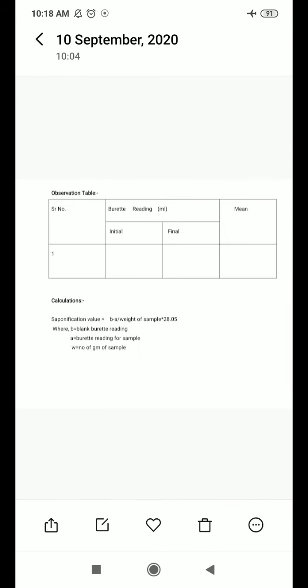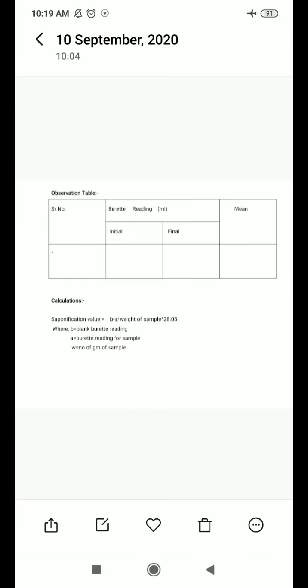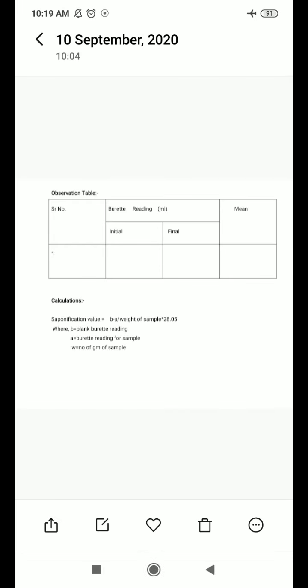Okay, then what is the observation table? In the observation table, first is the serial number, then burette reading in ml, initial for your blank reading, then the final for the sample, then A minus B, whatever is given in your formula for how to calculate the saponification value. Then the mean: if you are taking two readings for that particular sample, then you have to take the average of those two.